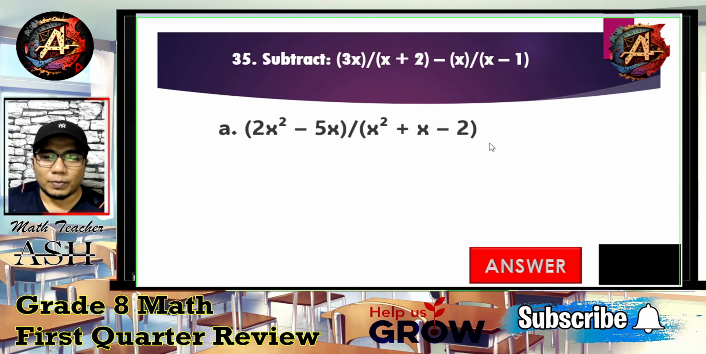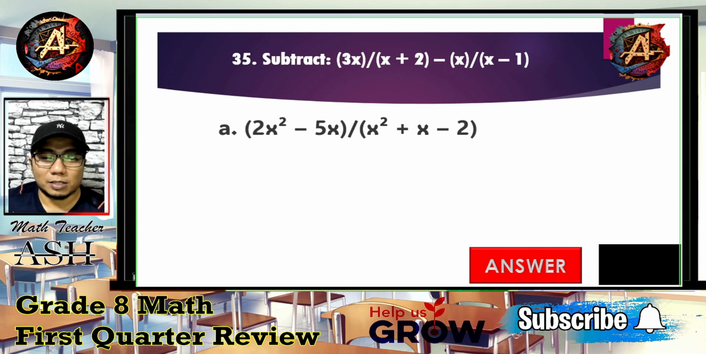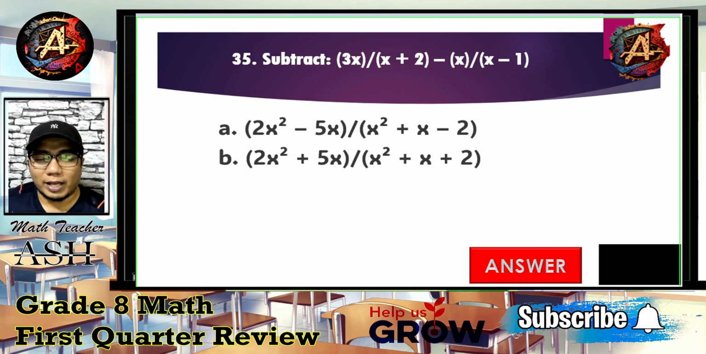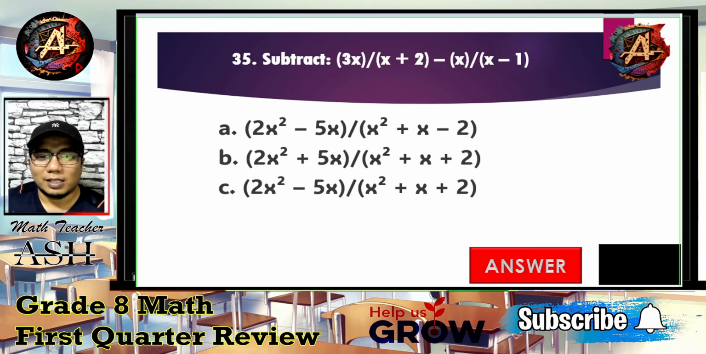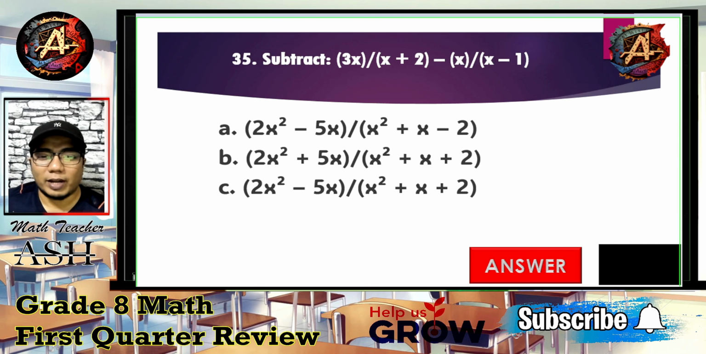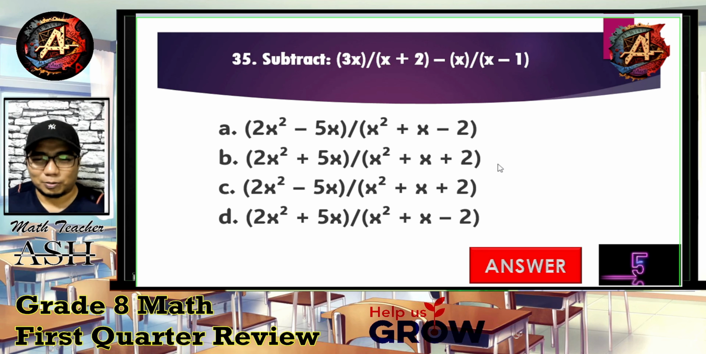Is it A, (2x squared minus 5x) over (x squared plus 2x minus 2); B, (2x squared plus 5x) over (x squared plus x plus 2); C, (2x squared minus 5x) over (x squared plus x plus 2); or letter D, (2x squared plus 5x) over (x squared plus x minus 2)? I'll give you 5 seconds to think about your answer.